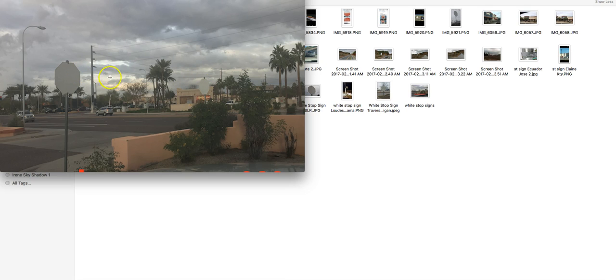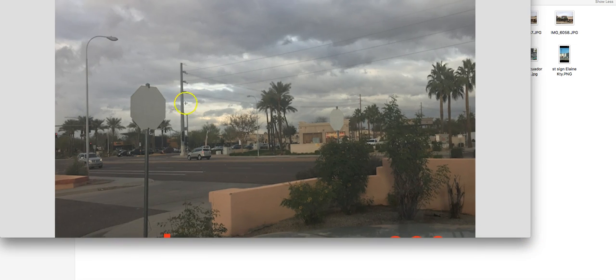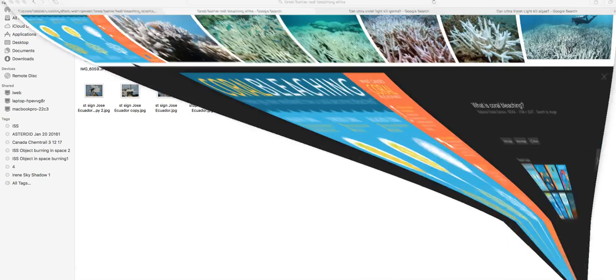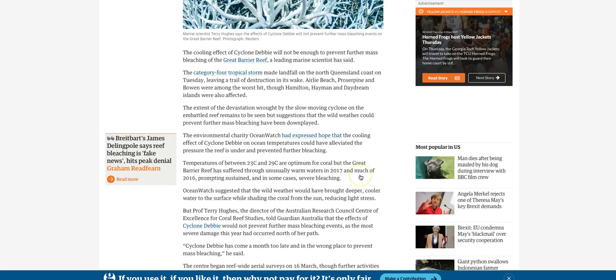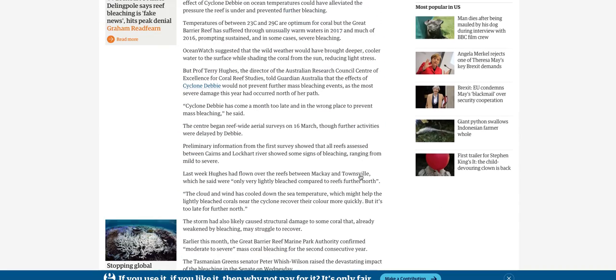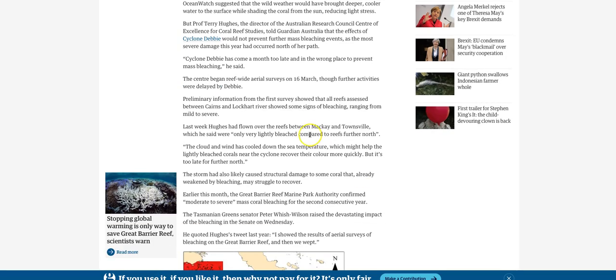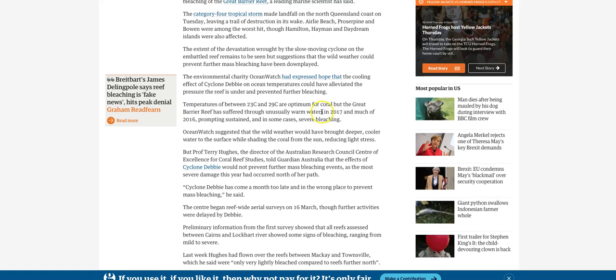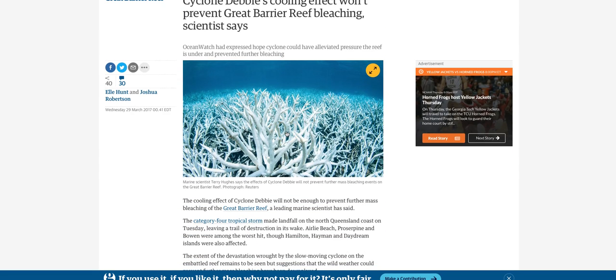Here's a scenario here where there's two stop signs. This one faces south, this one faces west. And they are both just completely bleached white. And they're not in the ocean water. So what's doing it to them? And this happened in 2016, 2017, sometime in that time frame. And that's the same time frame that they mentioned in this article that the Great Barrier Reef has been under a lot of stress, in the year 2016 through unusually warm waters in 2017 and much of 2016. What a coincidence. So were those signs.